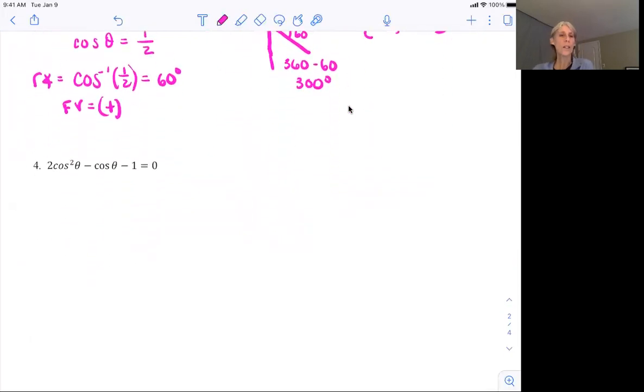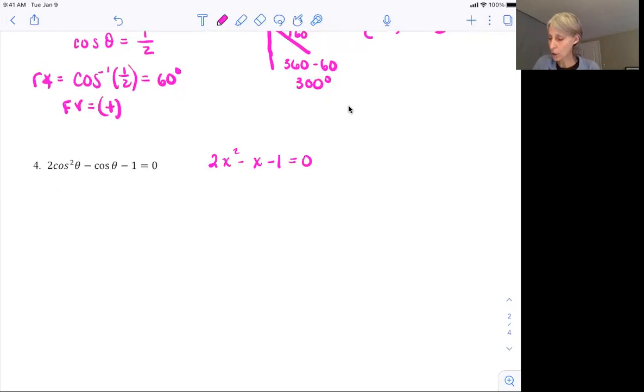4 cosine squared theta minus cosine theta minus 1 equals 0. Okay. Now we're dealing with something a little bit more tricky. If you think about this, this is really like solving that equation. We want to get the x squared. How do we typically solve an equation that's what we call quadratic, right? This is x squared, so it's a quadratic. Well, everything's already on one side. Okay. So our second step would be to see if we can factor it.